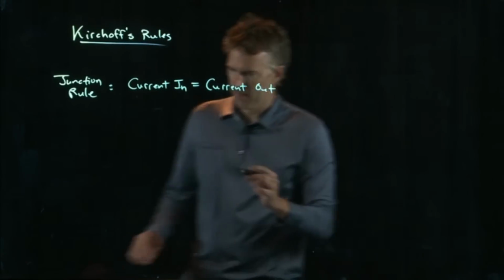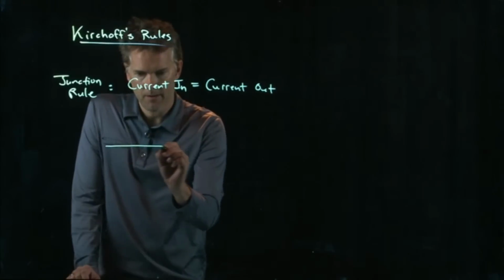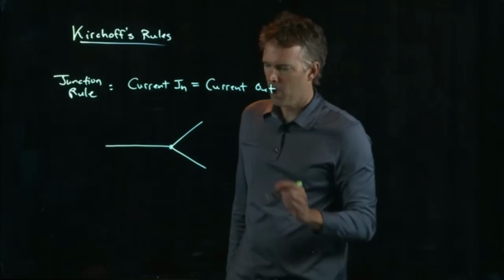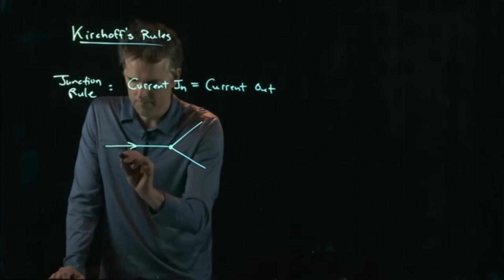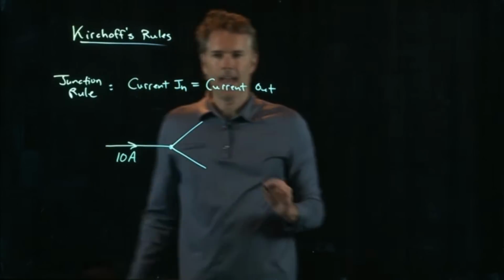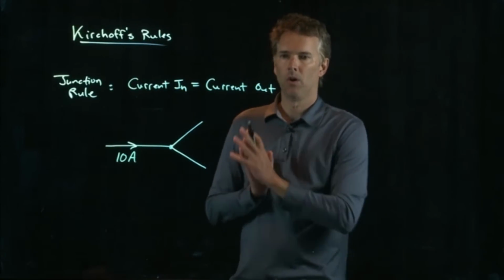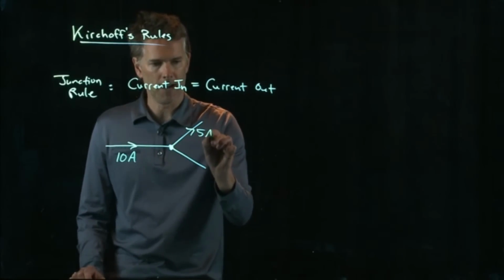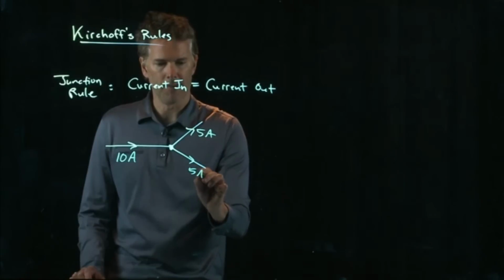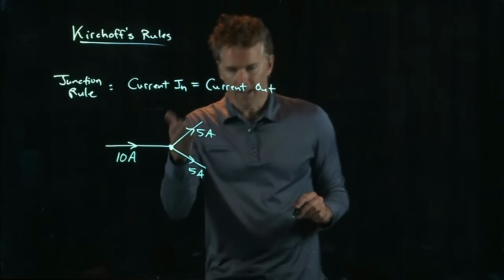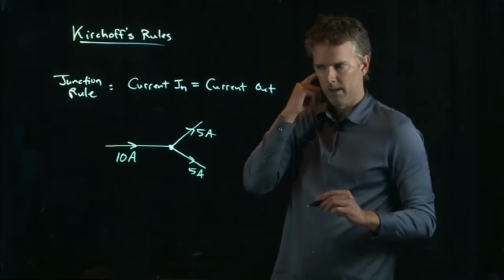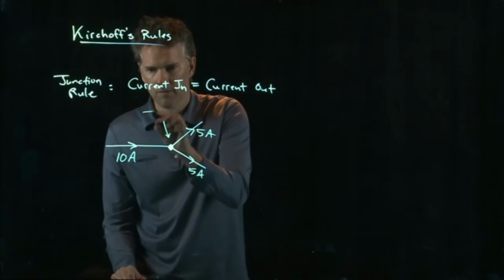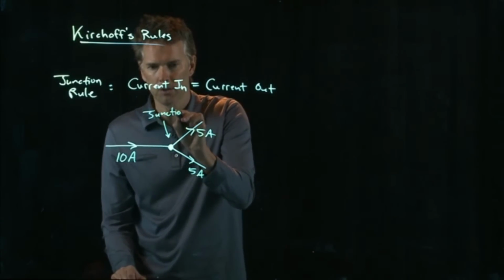Okay, what does that mean? That means if I have a wire and it suddenly splits into two wires, whatever current is coming in here, let's say it's 10 amps, it has to go somewhere out of the junction. So it could be 5 amps going that way and 5 amps going that way, or it could be 7 amps going that way and 3 amps going the other way. Whatever current is coming into the junction has to go out of the junction.